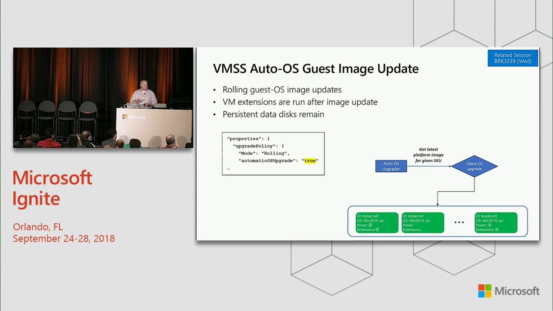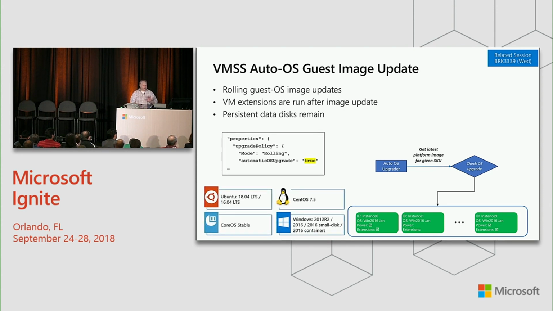This is available currently, going to GA this week. It is supporting 18.04 and 16.04 on Ubuntu, the stable version of Core OS, CentOS 7.5, and then on Windows, there's 2012 R2, and then three variations of 2016: the default variation, the small disk variation, and the container variation. And we're going to be offering more OSs into that. Later we'll add the shared image gallery into this, and that's how you integrate your custom images, by deploying a new version of your shared image, and it will go through this same system. And so that is now generally available.